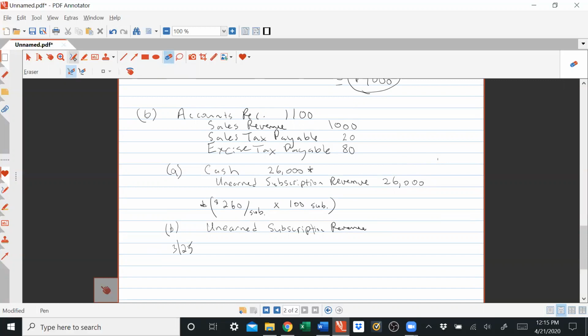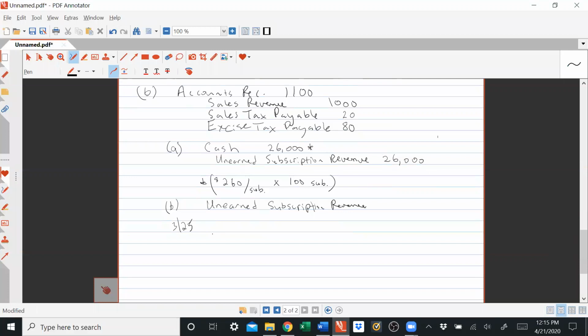We're going to get rid of, so for each customer, we earn 1/52 of $260, and we have 100 customers. So this will be double star. So the number, we're going to reduce this 26,000 by $500.